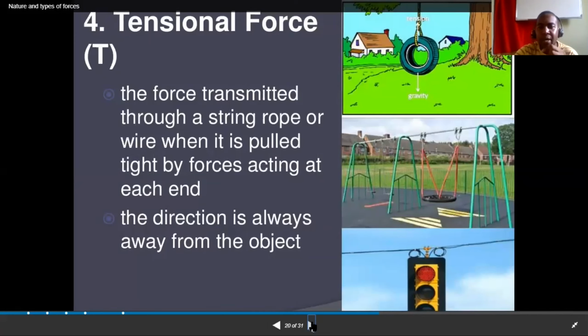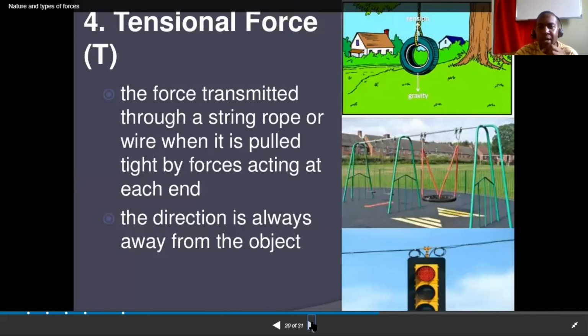So for you to have tension, you have to have an applied force that's being acted on the string. So if you just have a string that's there, then there will be no tension. You have to apply a force to it for the tension to be created. That will be in the opposite direction.